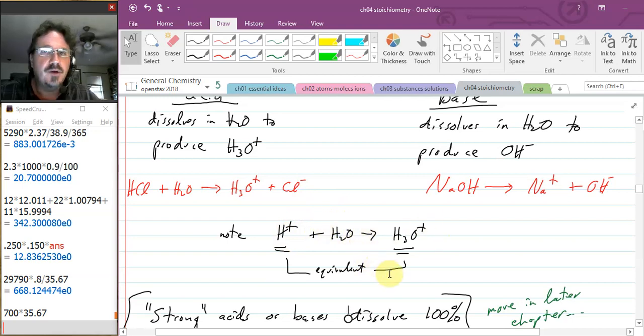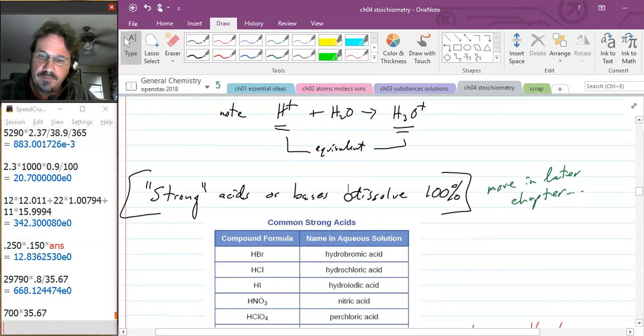So, in some reactions, it might be more convenient to write it as an H plus rather than an H3O plus, but we're going to take that to mean the same thing. It's simply a proton dissolved in water. All right, so keep that in mind as we go through it.